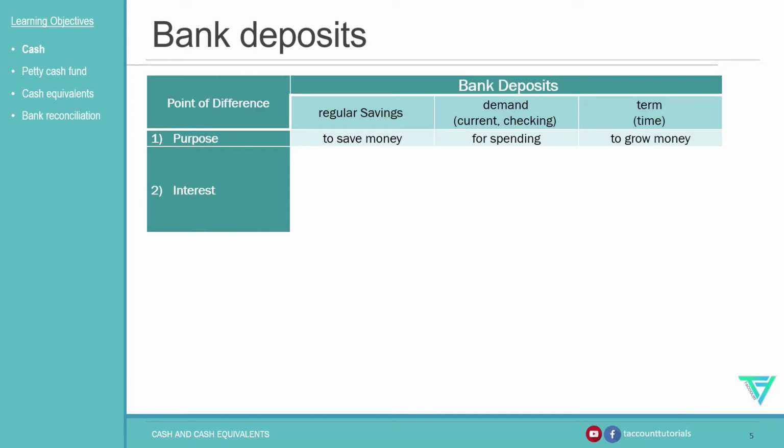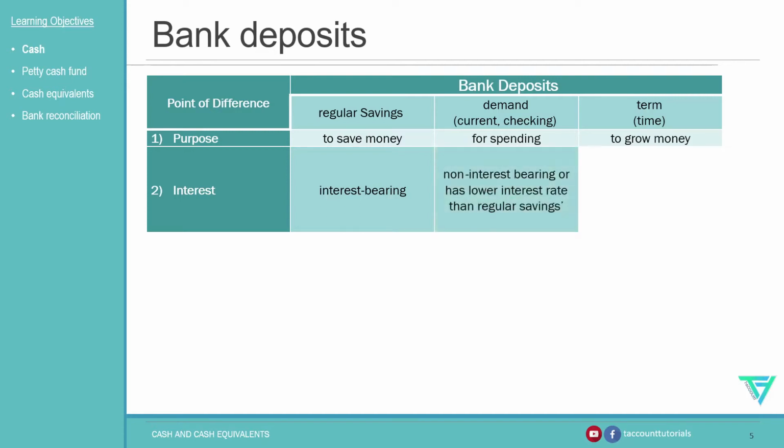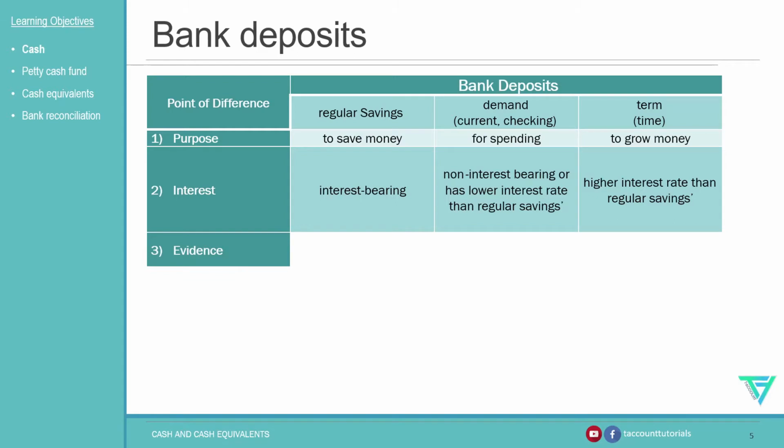Next point of difference is as to whether the deposit bears an interest or not. For regular savings, it bears an interest. For demand, since it is used for spending, usually it does not bear interest. It may bear interest, but the rate is lower than regular savings. And for time deposit, since the purpose of it is to grow money, it has a higher interest rate than regular savings.